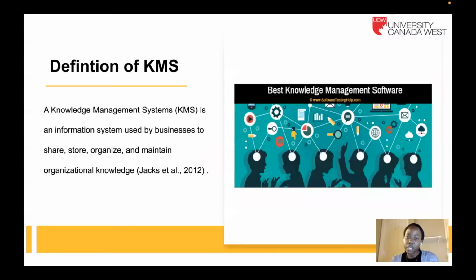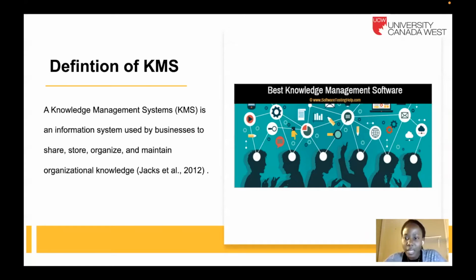So to start with the definition of KMS, it is an information system that is used by businesses to share, store, organize, maintain their organizational knowledge. As you can see from this picture on the screen, the way it works is it's like a central hub. I'm sure as employees, you're used to collaborating on different projects amongst yourself. But now think about a central hub where different teams are working on different projects in the same space. That's essentially what KMS is. It allows you to share information, knowledge, and so many other things within that central hub.